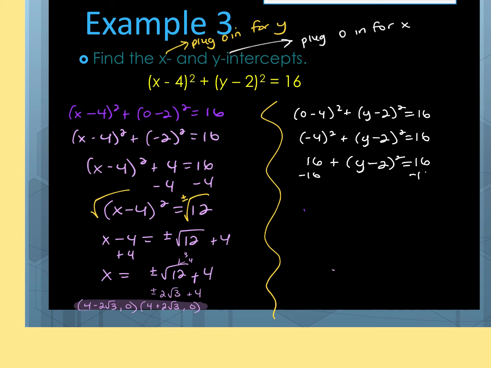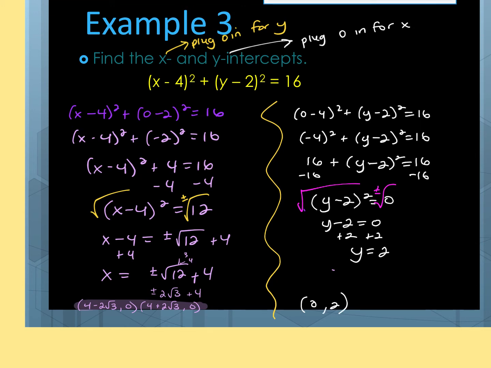Subtract that 16. Square root both sides. There's no such thing as plus or minus 0, so it's just 0. And y is 2. So when x is 0, y is 2. This is again my x-intercepts and my y-intercepts.